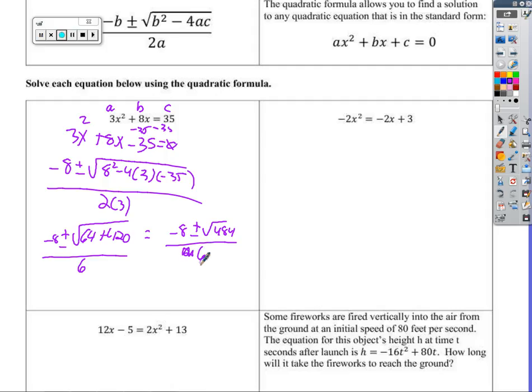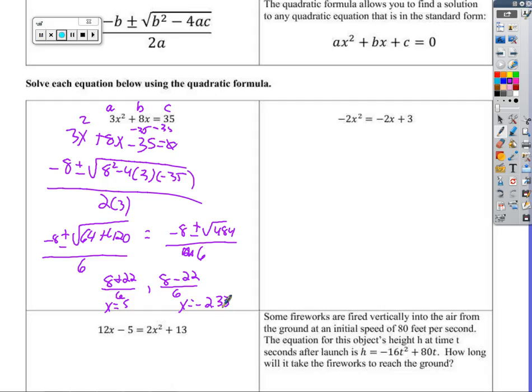And then when I reduce this down, I get 8 plus 22 divided by 6 and 8 minus 22 divided by 6. So 8 plus 22 is 30 divided by 6. One of my roots here is x equals 5. 8 minus 22 divided by 6. My other root here is negative 2.33. Now most of the time we're going to probably have decimals for answers, so a whole number is kind of unusual, at least for this.